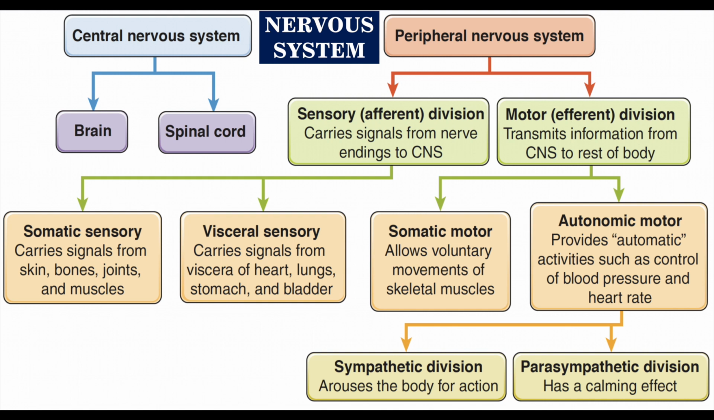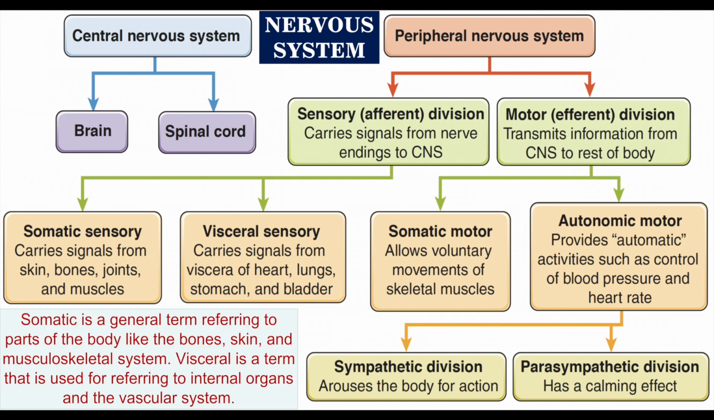The sensory division is the afferent division, which carries signals from nerve endings to the CNS. The motor or efferent division carries signals from the CNS to the rest of the body. The sensory division is again divided into somatic and visceral sensory. The somatic division carries signals from skin, bone, joints and muscles. The visceral sensory division carries signals from the viscera of the heart, lungs, stomach and bladder.